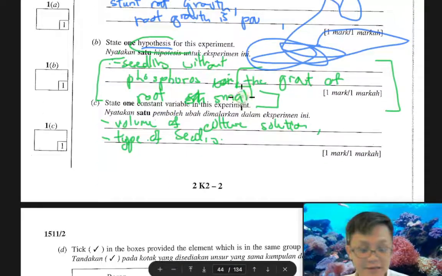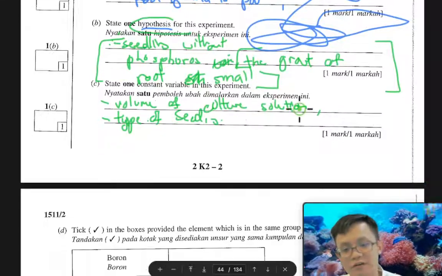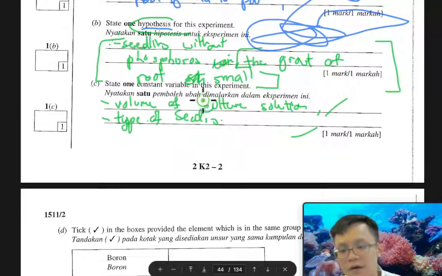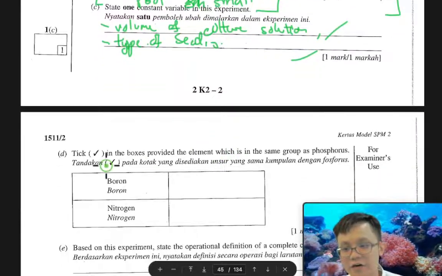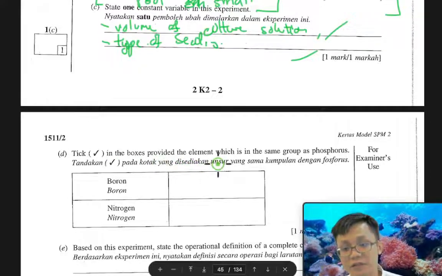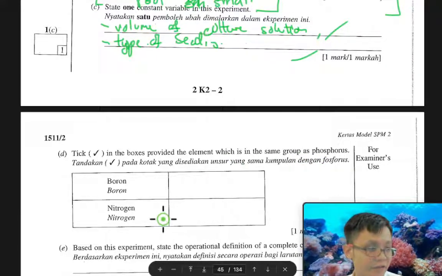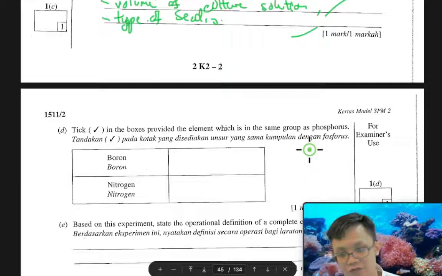I think you can understand the question. For this one, both are correct. Okay, the next question: tick correct in the boxes provided the element which is in the same group as phosphorus. So we have boron, nitrogen. So the answer will be nitrogen.